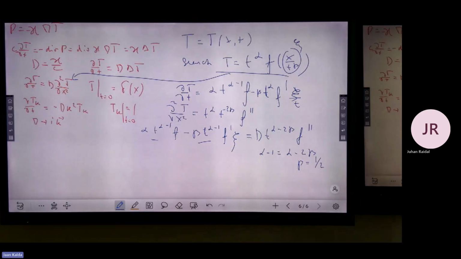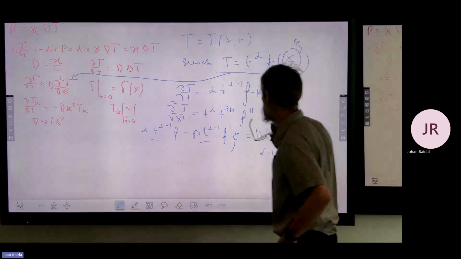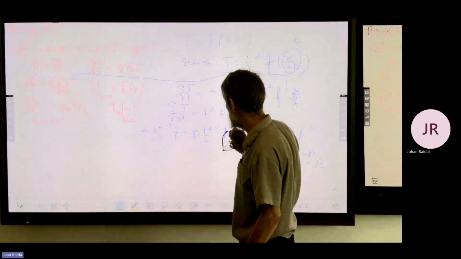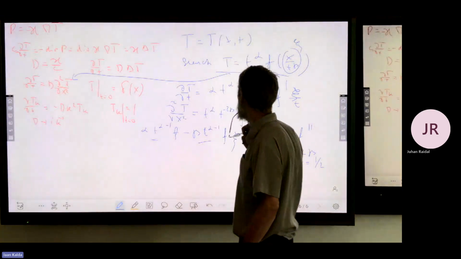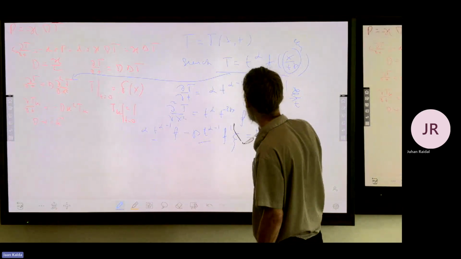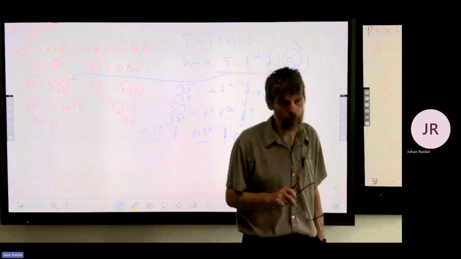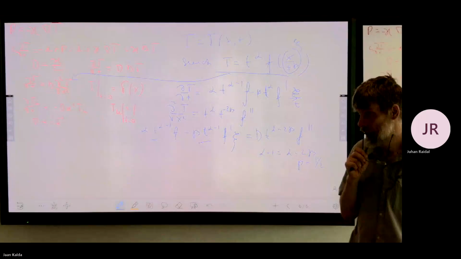And alpha is determined, as I said, by initial and boundary conditions. And in this case, we actually have one conservation law for this equation. What is the conservation law we have here? Integral of motion.